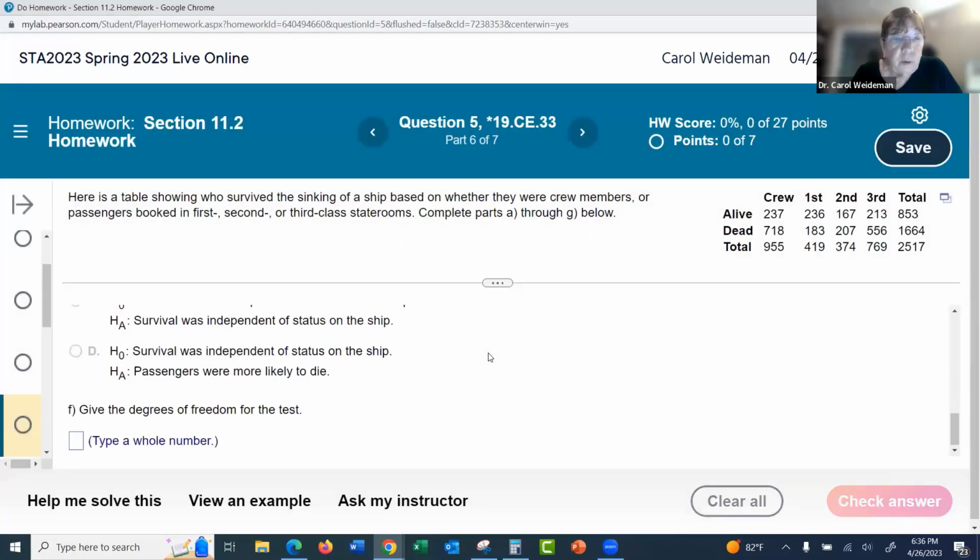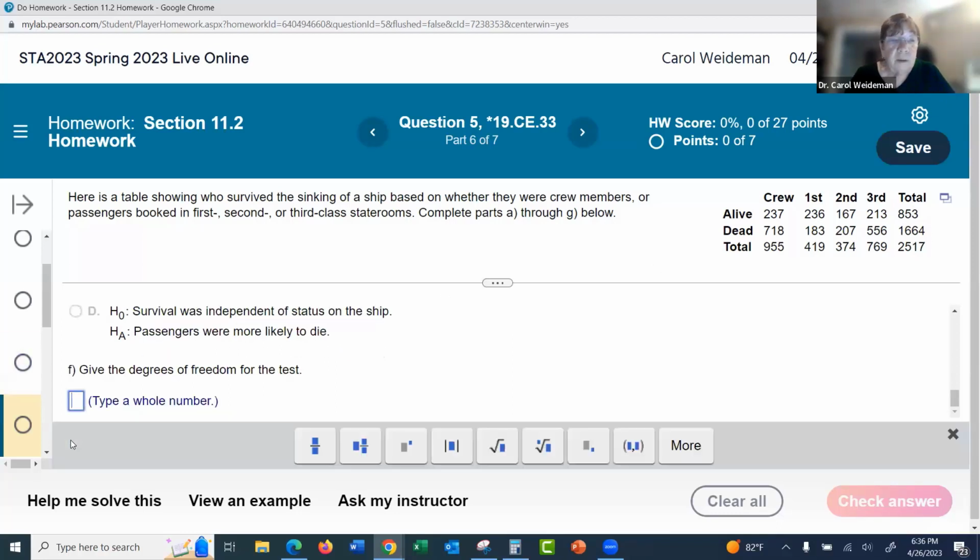Okay, and I don't know if there's another part here. Degrees of freedom. How many degrees of freedom for this test? Our degrees of freedom were rows minus 1 times columns minus 1. So how many rows do we have in the table? You don't count the total row. So 2. 2 minus 1 is 1. How many columns do we have? 4. Don't count the labels and don't count the total. So 4 minus 1 is 3. 3 times 1 gives us 3 degrees of freedom.